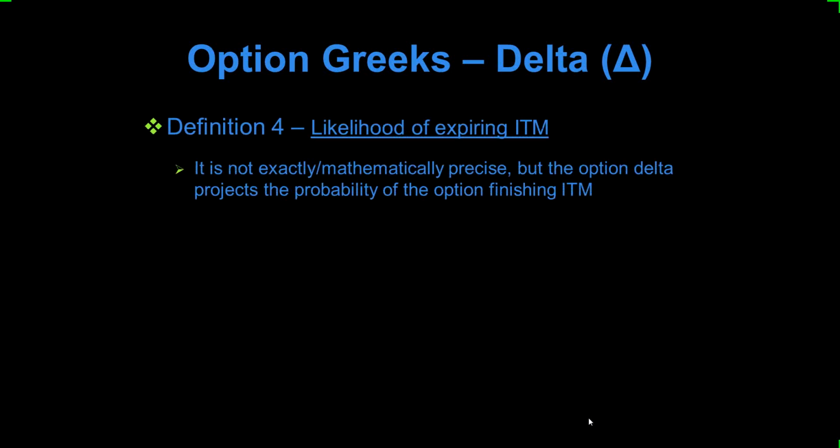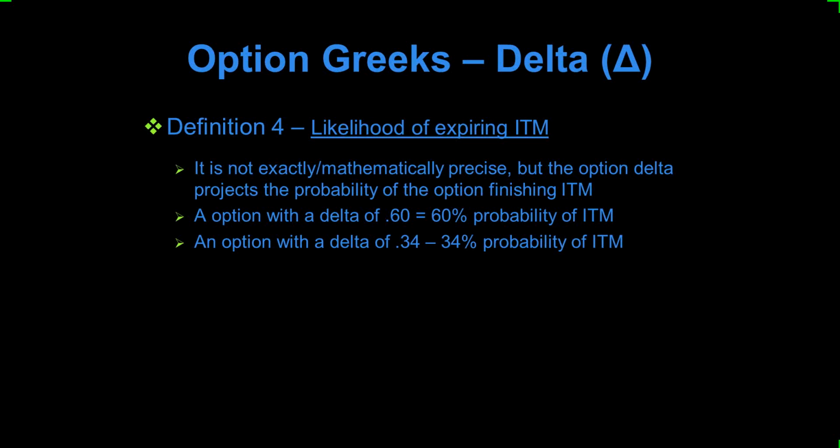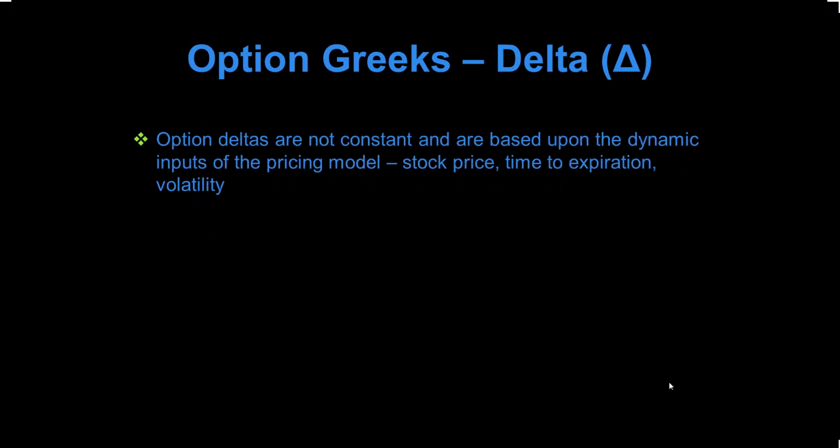Now, likelihood of expiring in the money. It's very simple. It's not precise, but it's pretty darn close. And I'll show you in the TOS platform when I add a column to my option chain called probability of expiring in the money, you'll see how close it can get. So an option with a delta of 60 has about a 60% chance of finishing in the money. An option with a delta of 34 has a 34% chance of finishing in the money.